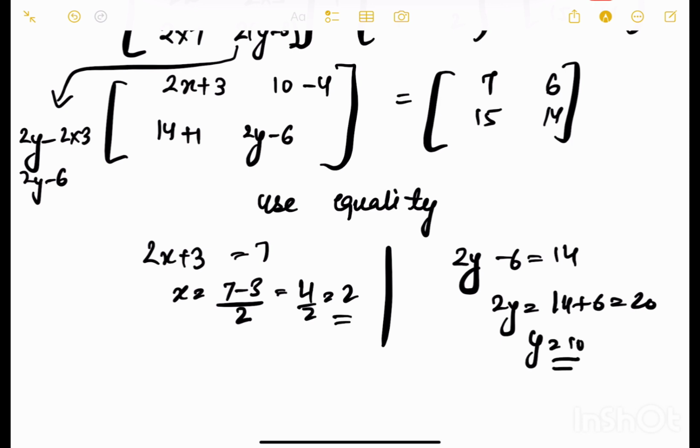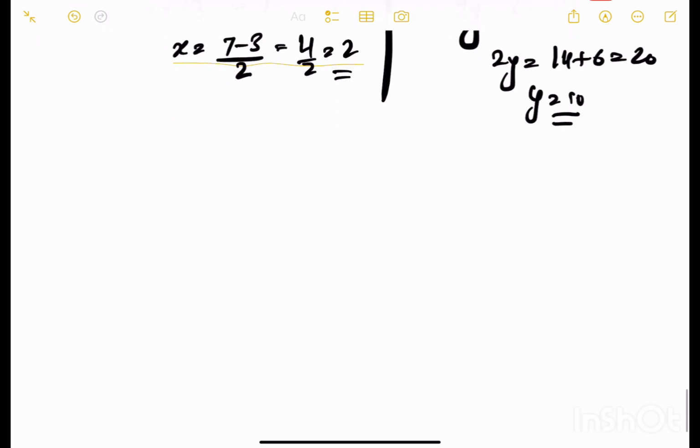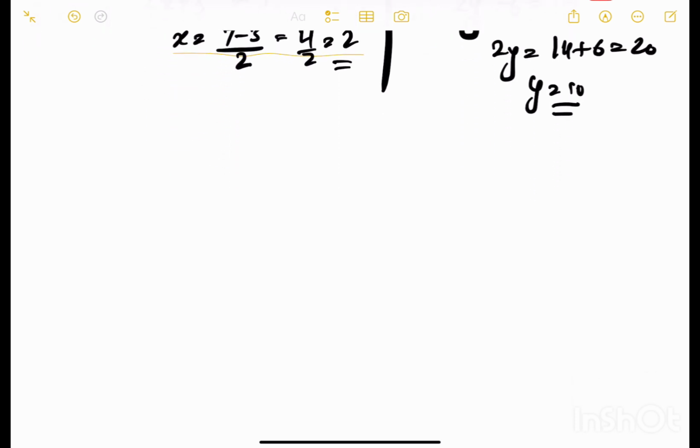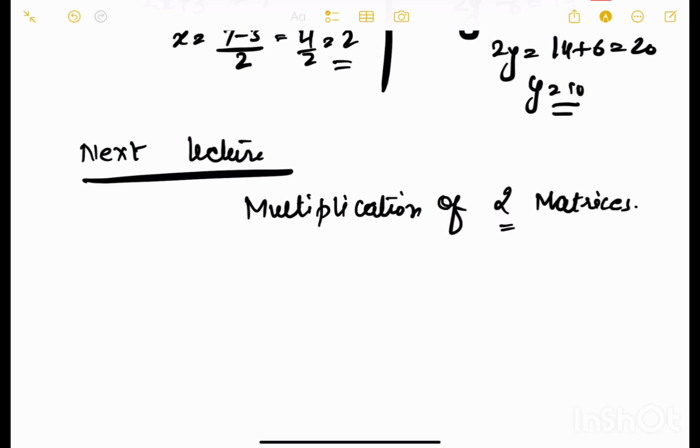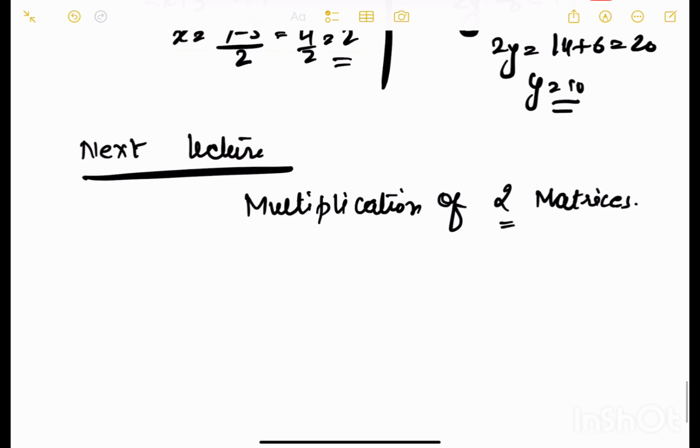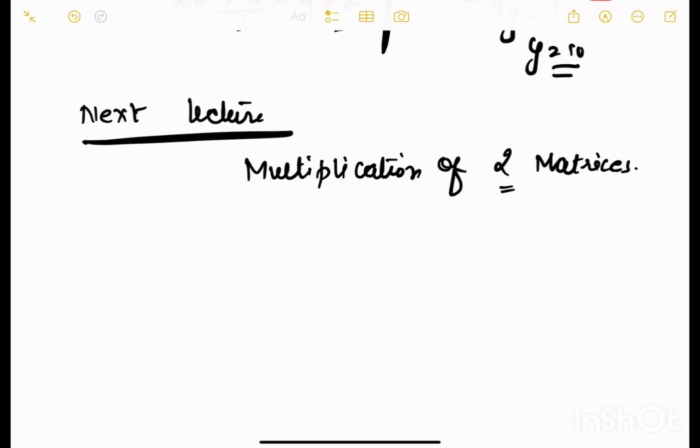So this is how we have calculated and solved a few questions based on matrices. Now the next lecture will be about multiplication of two matrices. Two or more, but basically we will be focusing on two matrices just to understand the basics. And the next will further comprise more kinds of operations on matrices. Yeah, so that's it. Thank you.